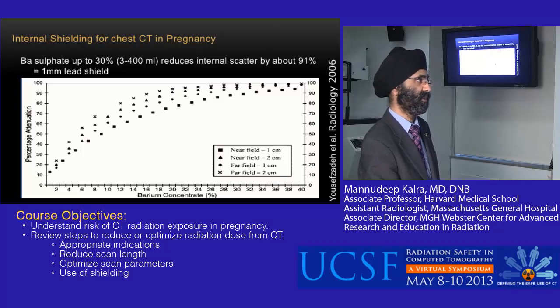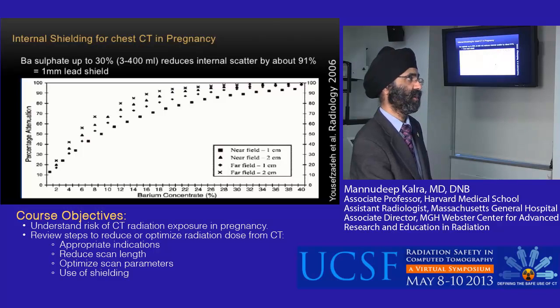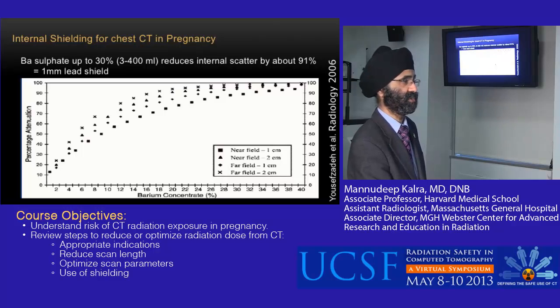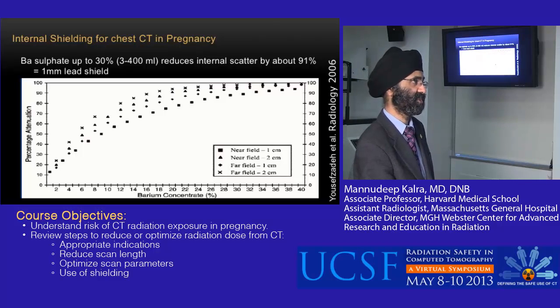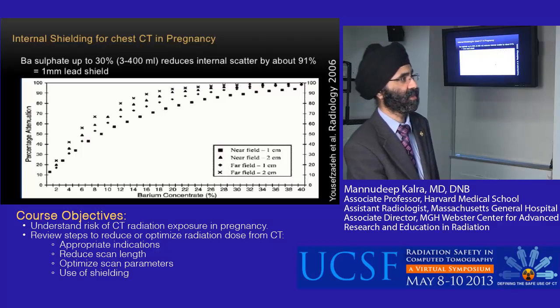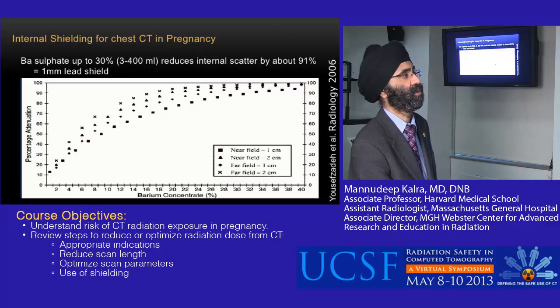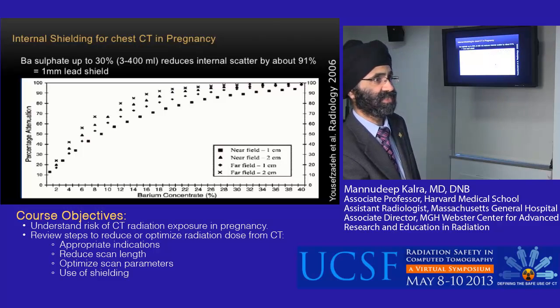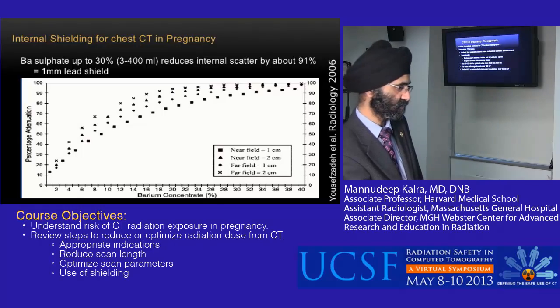Well, if we put this into the stomach, it can block the internal scattering of radiation dose from the chest from reaching the fetus in the abdomen and can cut the dose from internal scattering by about 90%, which is the same as putting a 1 millimeter lead shield between the chest and abdomen. Now, it's important to note that this will only happen if we do not go too much into the abdomen while we are doing a chest CT for pulmonary embolism evaluation, because this is from scattered radiation.